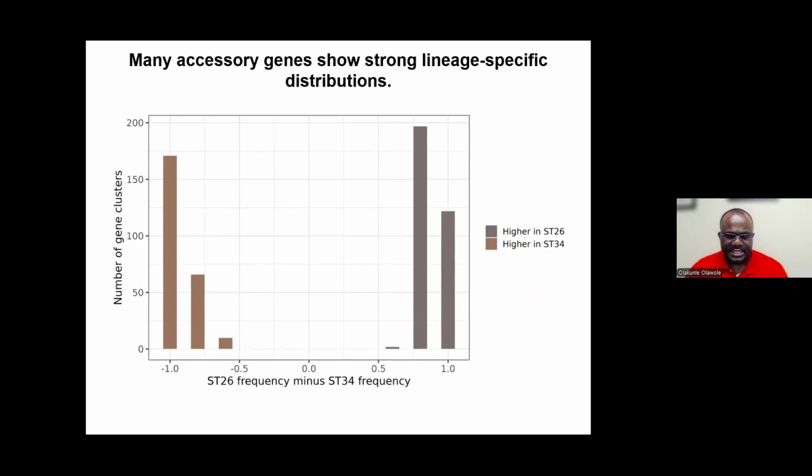And then most of the lineage-associated genes were either present in nearly all members of one lineage and absent from the other. So these results indicate that the ST26 and ST34 are genomically distinct lineages, despite sharing a large core genome. So this lineage differentiation is driven, from what we've seen so far, by numerous strongly lineage-associated ancestral genes rather than just a number of genomic changes.